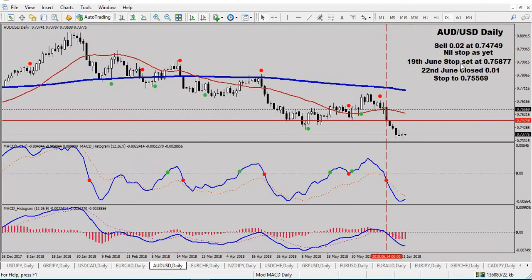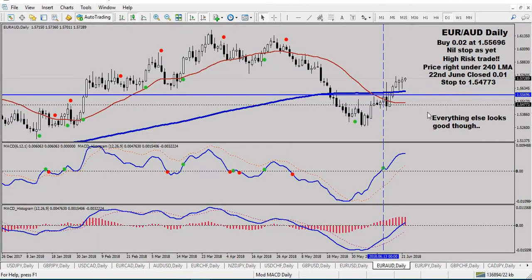Go to the Aussie USD in a sell at this area here. Price just seems to be stalling a bit, so all I've done, I've closed half my sell trade, and my stop is now at the 0.75569 level. You can see the candles are getting smaller and just sort of leveling out a bit. The fast MACD is turning up a little bit, and the standard MACD, same thing, the momentum slowing and sort of turning a bit, so I'm just playing it safe here, locking in a little bit of profit and putting a stop in place. That's Aussie USD.